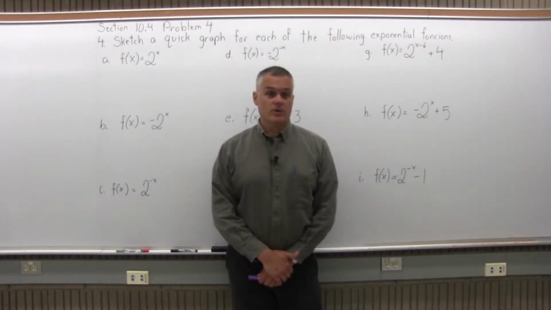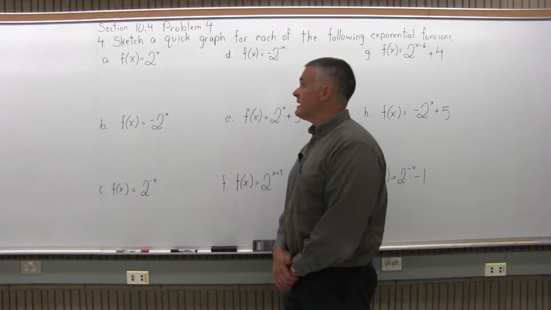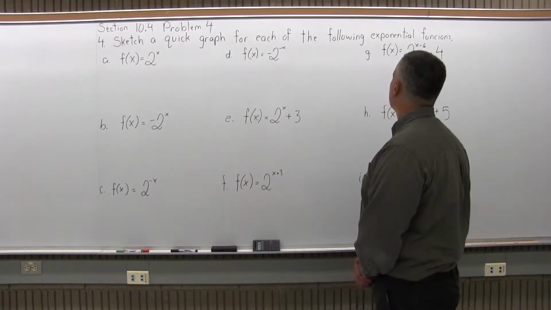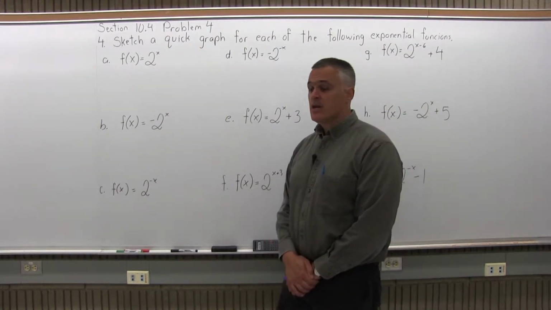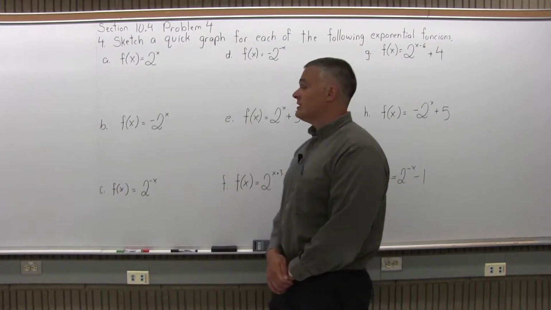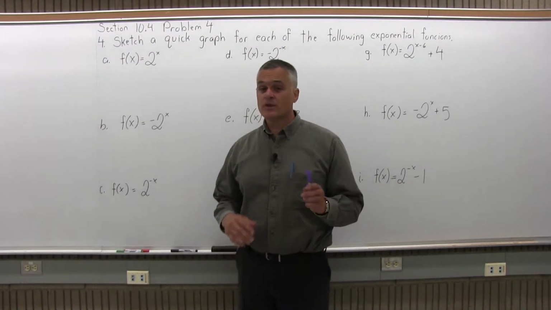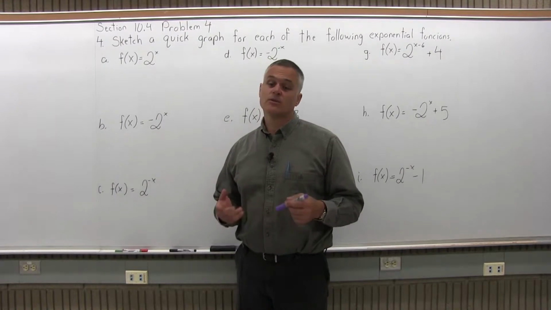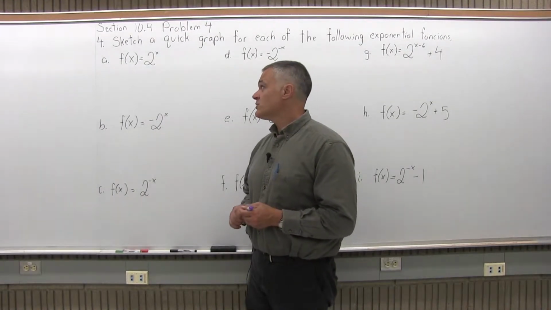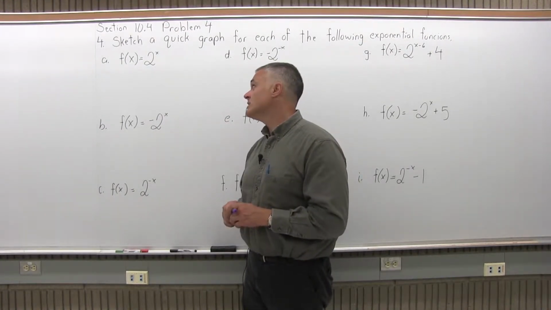This is Section 10.4, Problem 4. It says, sketch a quick graph for each of the following exponential functions. There are 9 different functions to sketch, and they start off with the easier functions, and by the end they're a little bit more difficult. So the first one is a very standard 2 to the x.